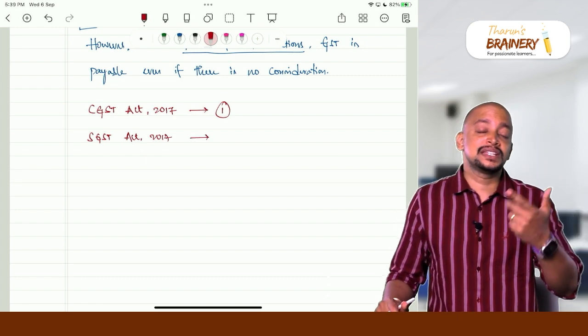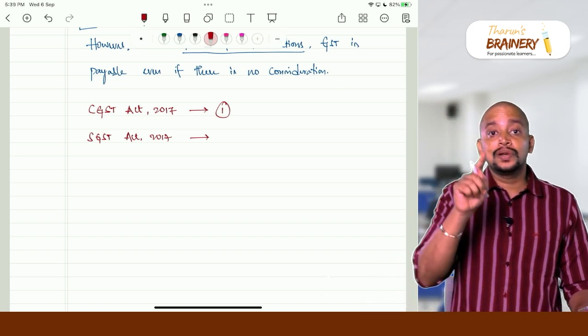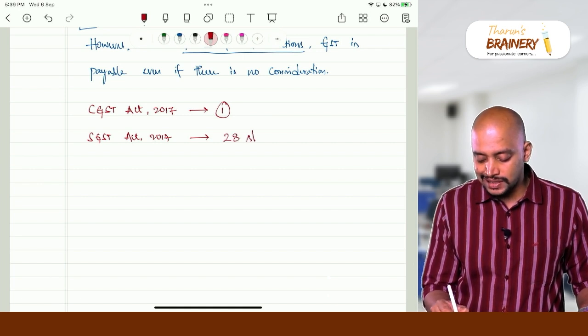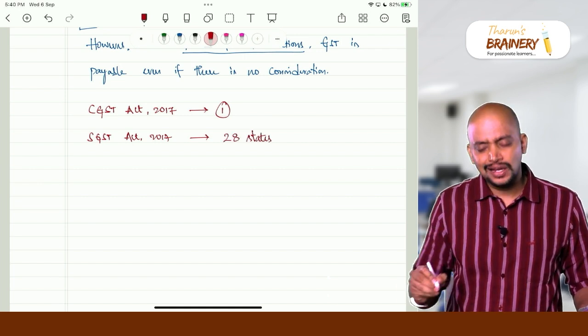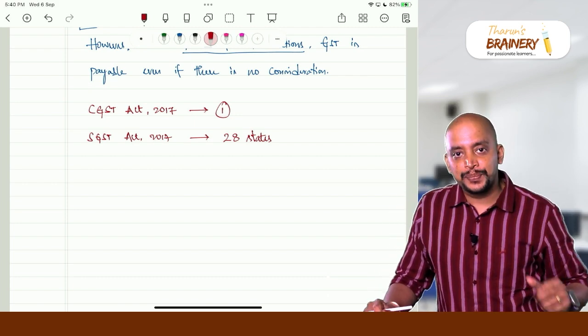How many state governments? SGST is levied by whom? State government. How many state governments do we have? 28. 28 states. How, sir? So Jammu and Kashmir is not a state now.